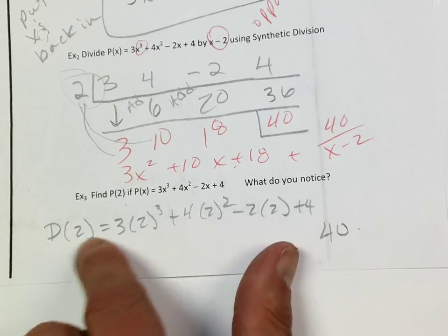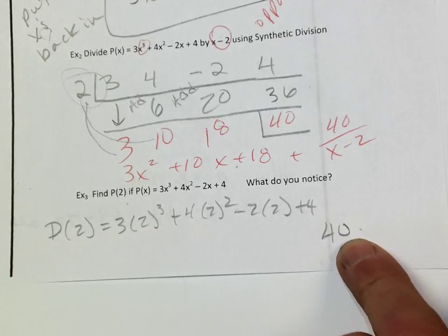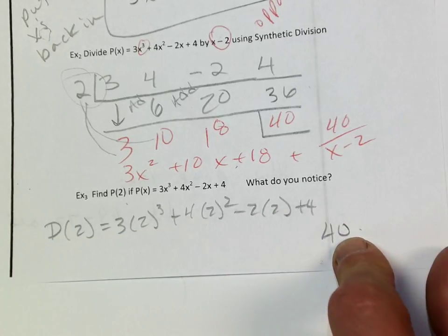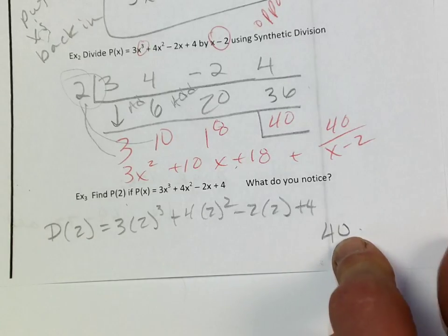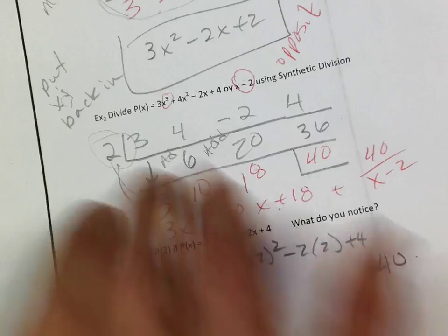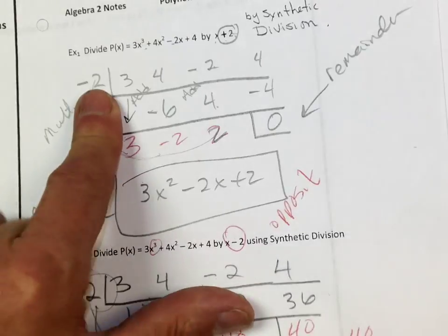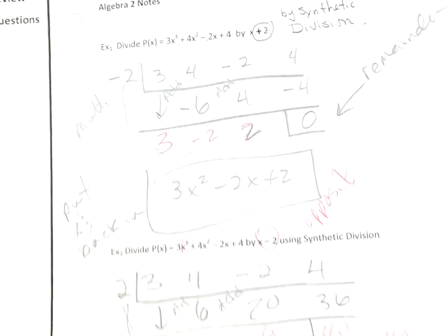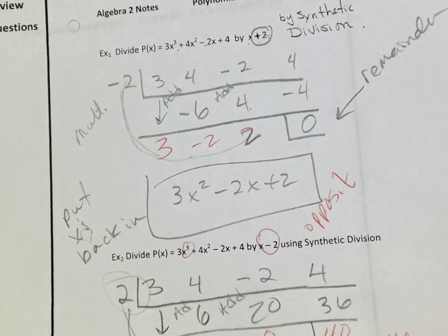So if I plugged in 2 and I got an answer of 0, I would know without dividing that it was a factor. I'll say that again. Let's say I plugged in negative 2 without dividing, and the question was, is it a factor? You think, oh man, I have to divide it out and get an answer. But no, boom, there's my remainder. If the remainder is 0, it's a factor.